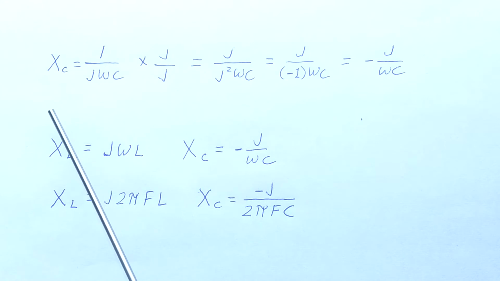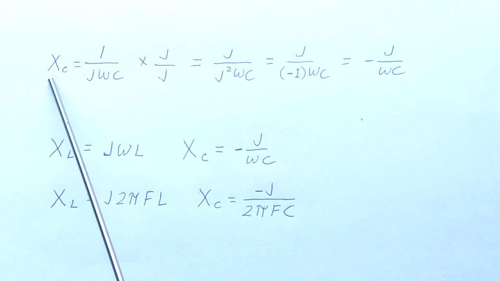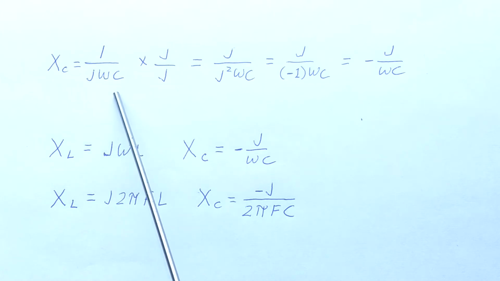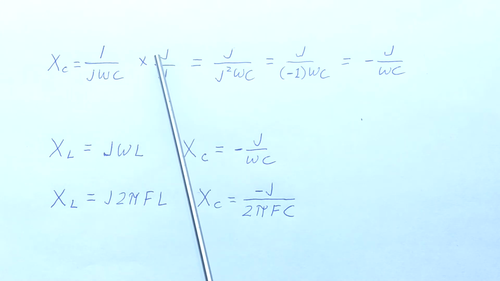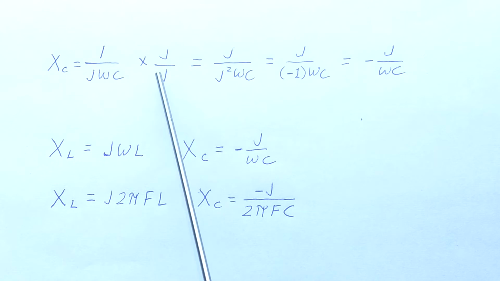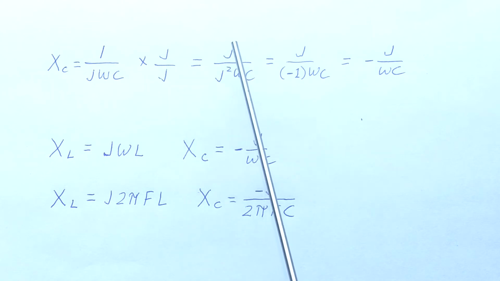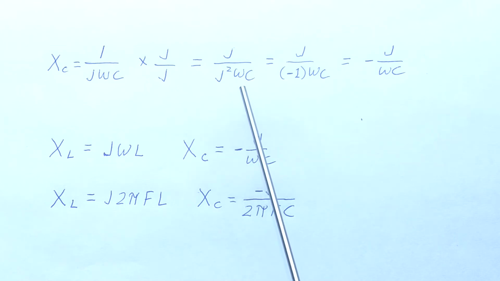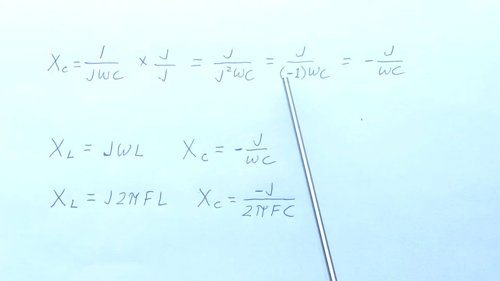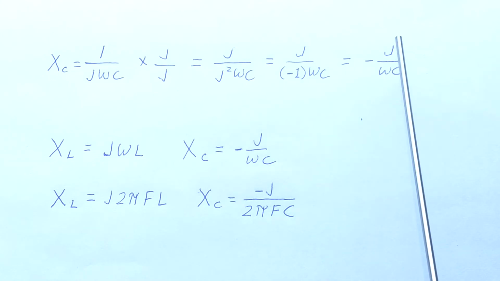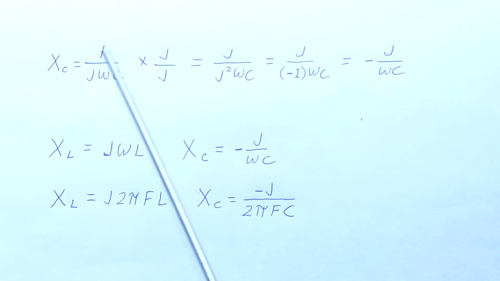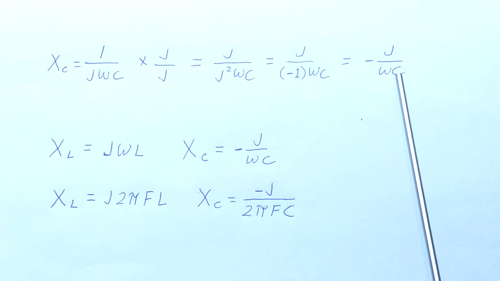Now let's do a little manipulation here. We said X sub C is 1 over J omega C. If we multiply top and bottom by J, we end up with J over J squared omega C. And remember, we said J squared is equal to -1. So we end up with this formula here. X sub C is equal to minus J over omega C.